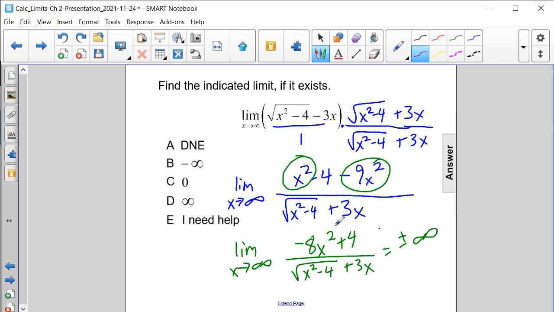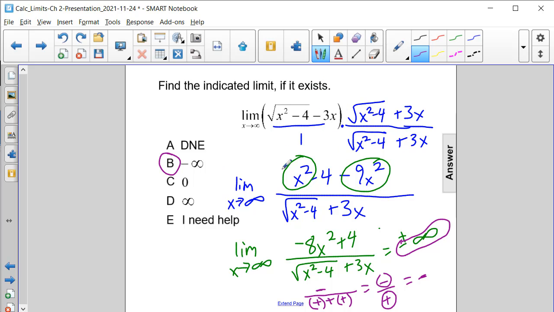So we are going to have a very high number, let's say 10,000. If we square it, it's a really huge number, times negative 8, that'll make the numerator become a negative number. And then in the denominator, if we put that 10,000 in here, square it, subtract 4, and then square root it, it'll be a very high positive number, and we're going to add another positive number to that. So we are going to have a negative number over a positive number, and a negative divided by a positive is negative. So therefore, we have negative infinity.